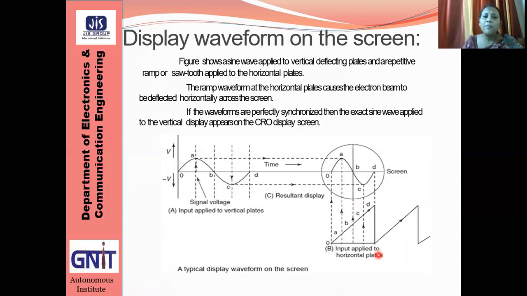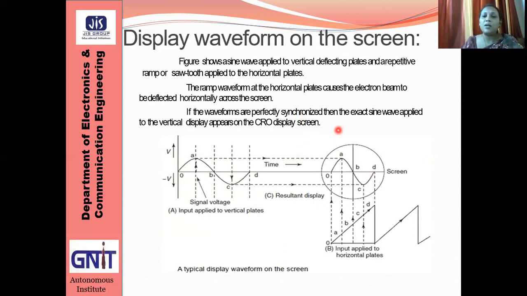So what is happening? This figure shows the wave applied to the vertical deflecting plate, a sine wave actually applied to the vertical deflecting plate, and a repetitive ramp or sawtooth applied to the horizontal deflecting plates. Then the electron beam will be deflected horizontally across the screen for the horizontal plate, and also will be deflected vertically across the screen for the vertical deflection plates. Now what is happening?